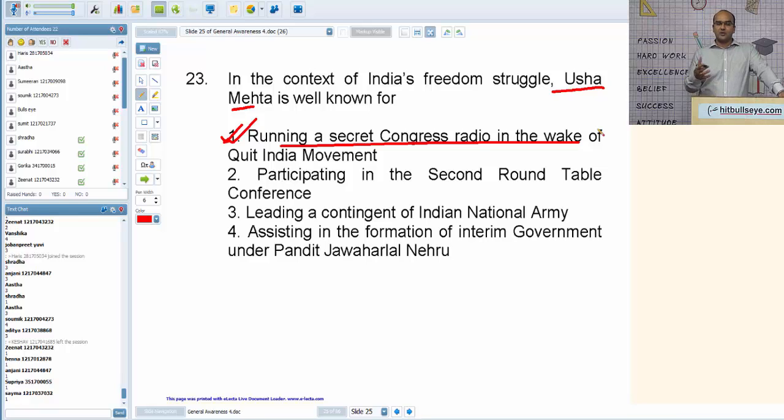So as soon as this movement was started in August 8th, 1945, all the leaders of Congress, all the freedom fighters, they were arrested by the Britishers. So when instructions had to be passed on to the people who were protesting, this particular radio did the job. They also passed on instructions on how to make crude bombs to cause harm to the British Empire.